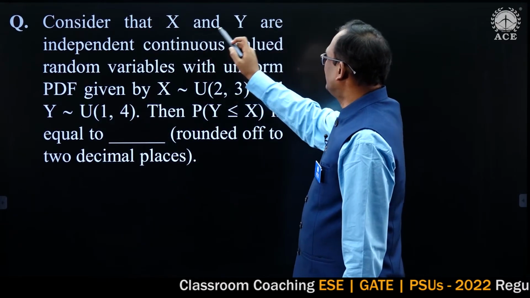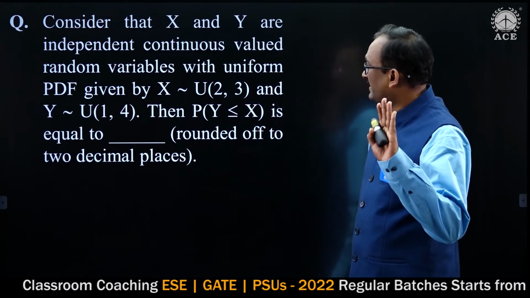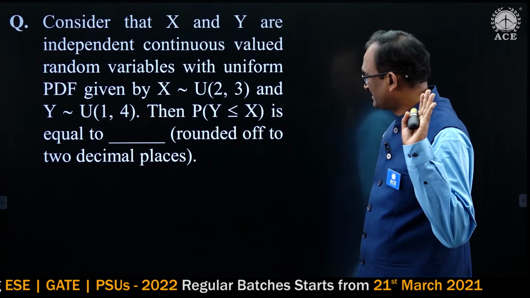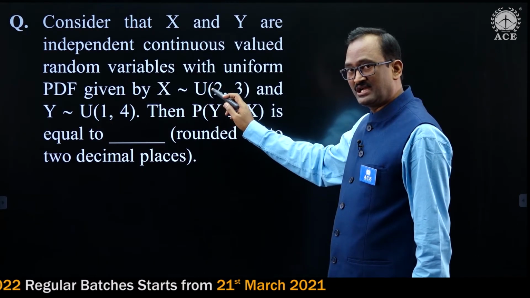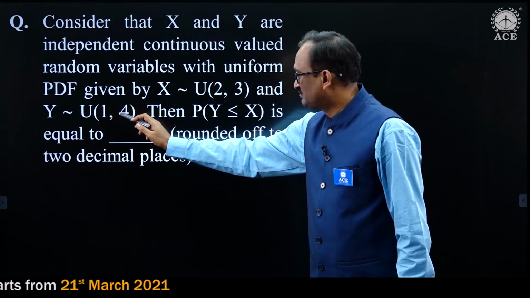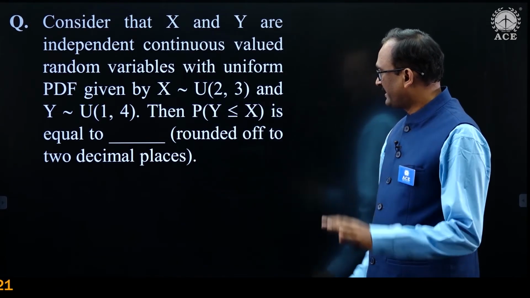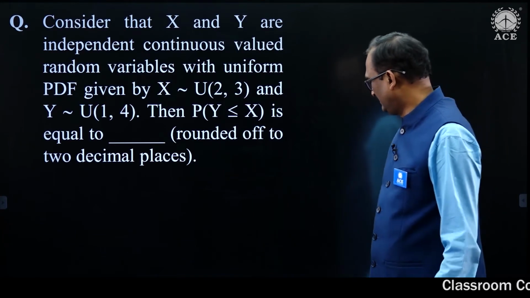Consider that x and y are independent continuous valued random variables with uniform probability density function given by x is uniformly distributed in the interval 2, 3 and y is also uniformly distributed in the interval 1 comma 4. Then we just need to find the probability of y less than or equal to x. That is fine.